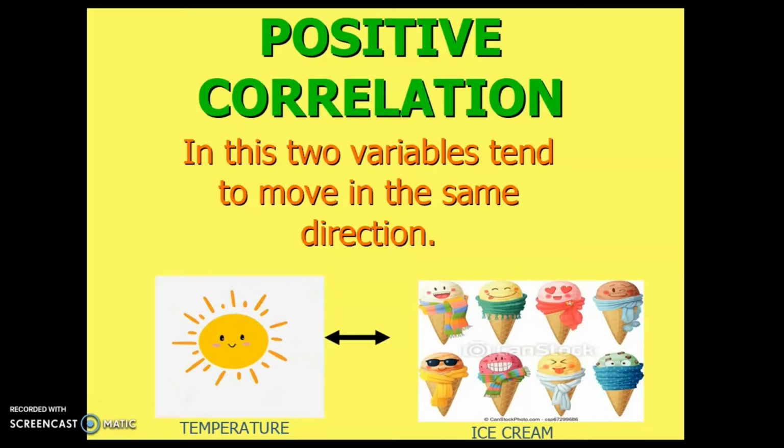So let's understand this by an example. As you can see the sun which shows temperature, and you can see the ice creams which shows the ice cream sales. As the temperature increases, the ice cream sales will also increase. So this is an example of positive correlation where you can see the increase in temperature and increase in ice cream. And if there is a decrease in temperature, the ice cream sales will also decrease. So this is an example of positive correlation.